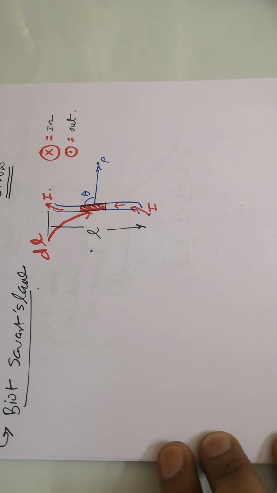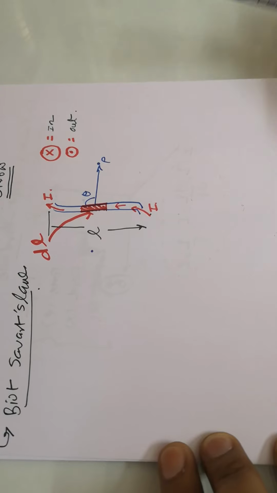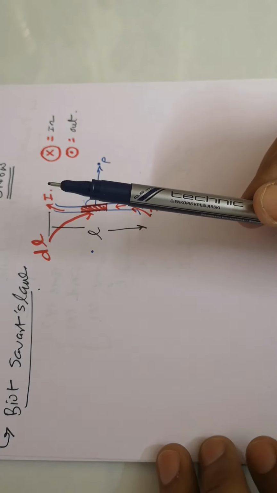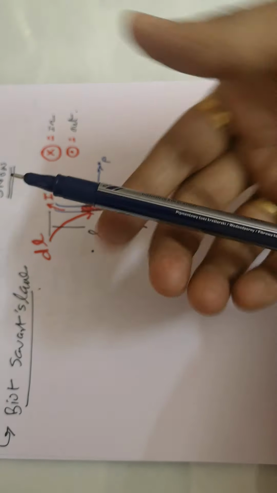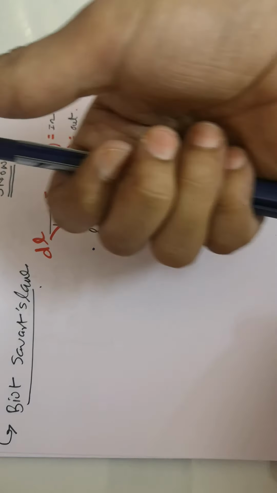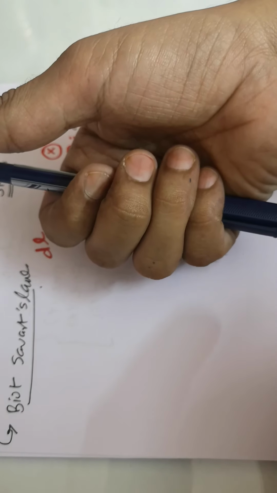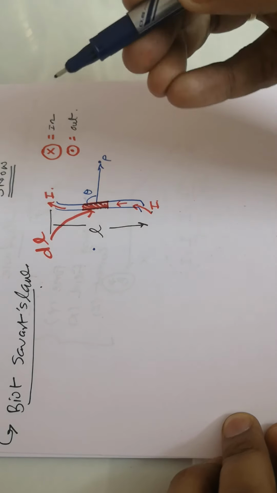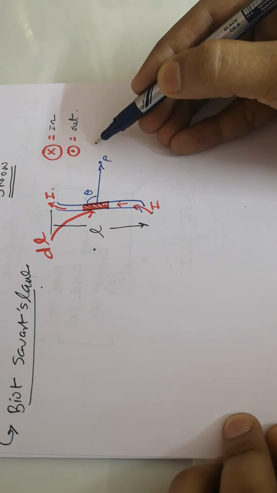Now we are learning the thumb rule. Assuming this pen is a current carrying conductor, my thumb indicates the direction of the current, and my fingers show the direction of the magnetic field. So magnetic field lines go like that. It is called three-dimensional geometry.